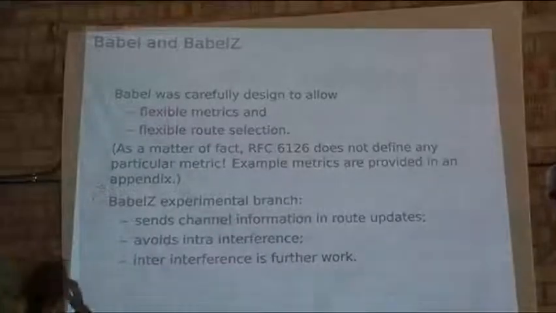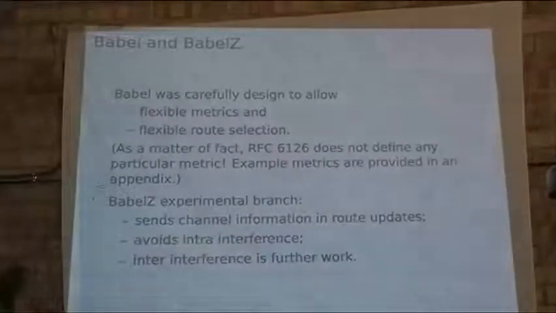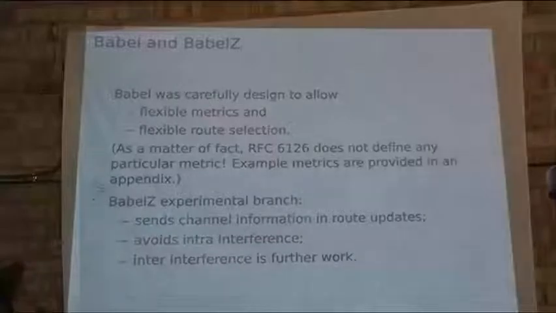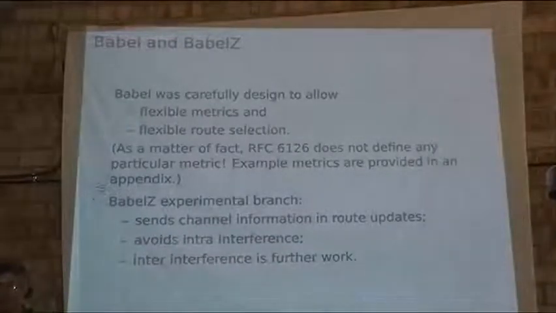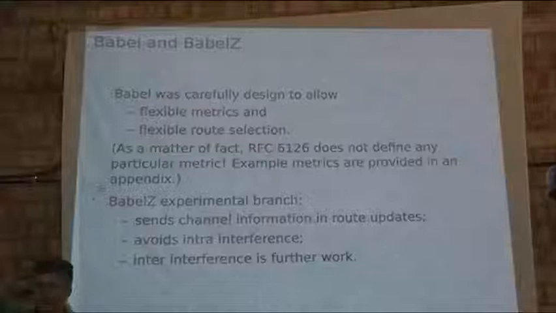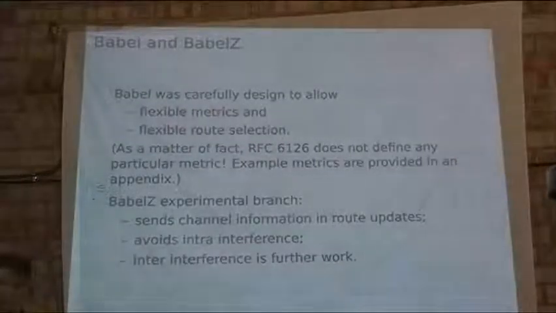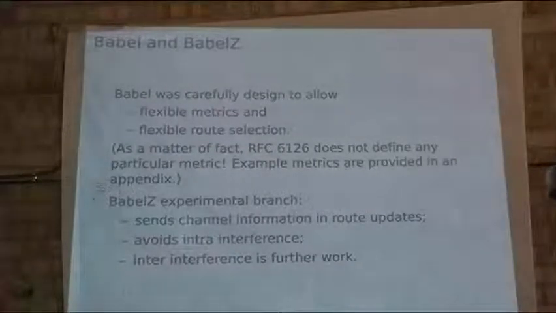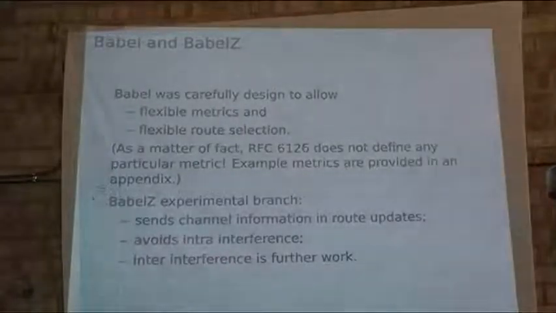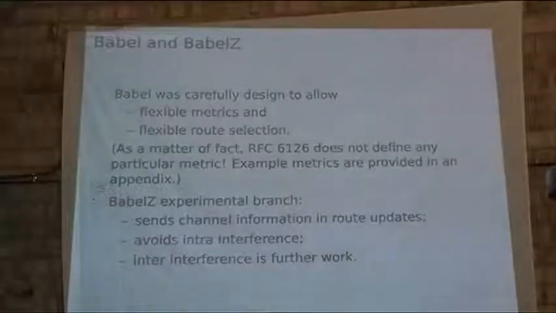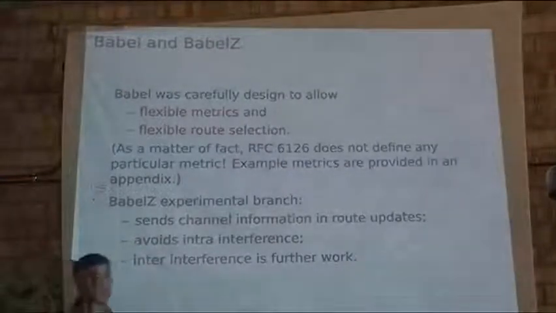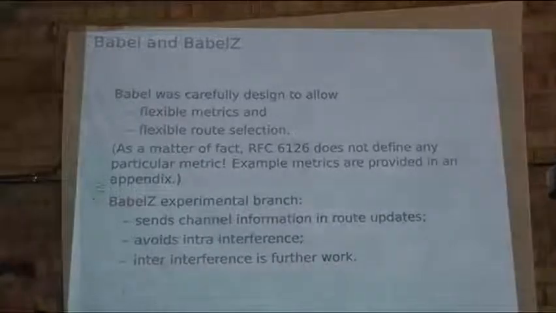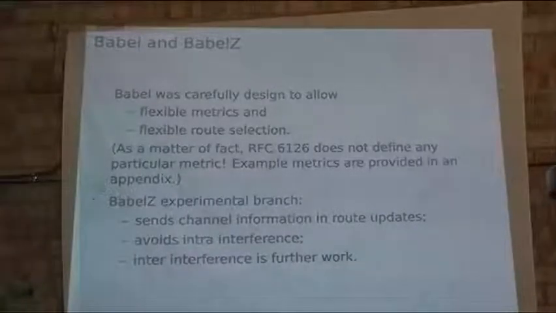Now, I'm doing that in Babel, and Babel was very carefully designed to allow flexible metrics and flexible route selection. So Babel was designed after I had looked very carefully at OLSR, decided that what they have done in OLSR is very smart, but that they are having problems with not being able to experiment with different policies, because OLSR tends to be somewhat rigid. If you've chosen to use a given metric, then you need to have all your network using the same metric.